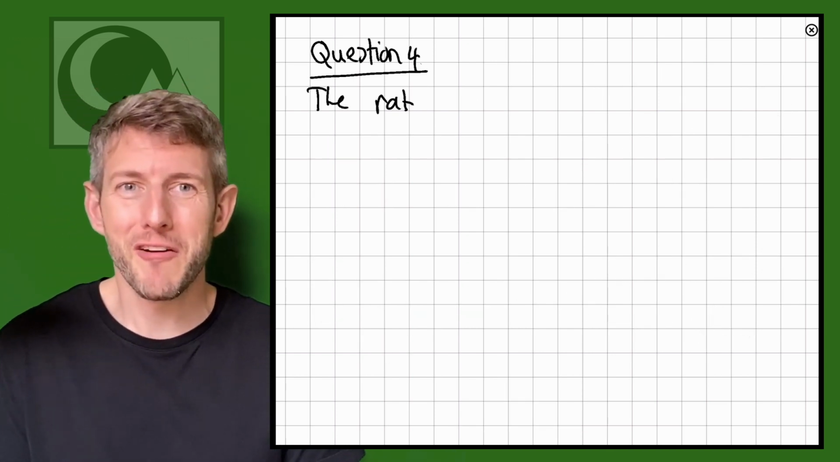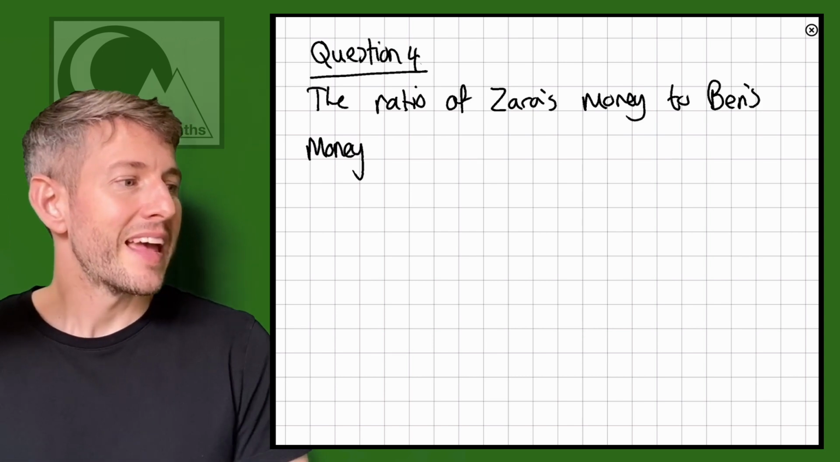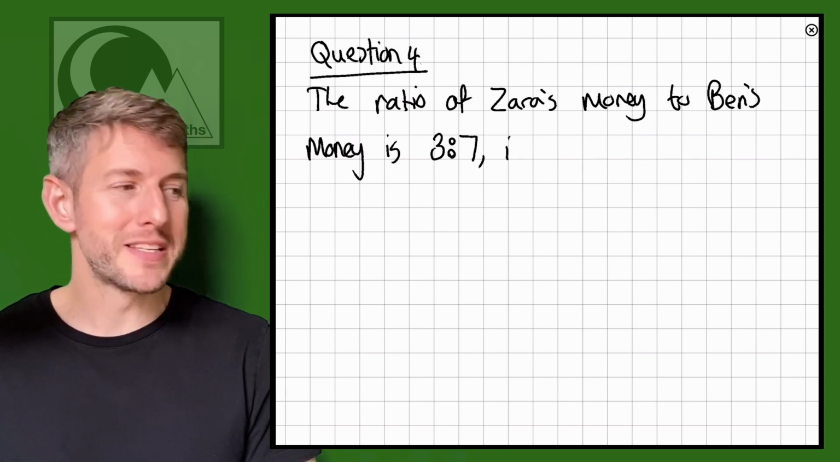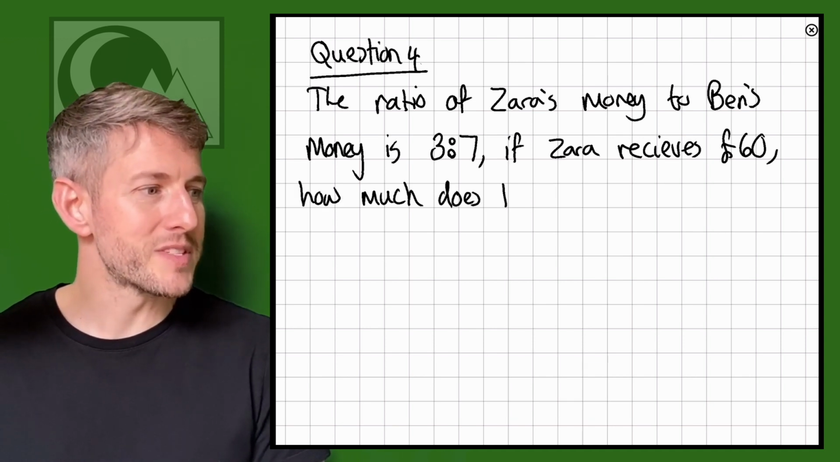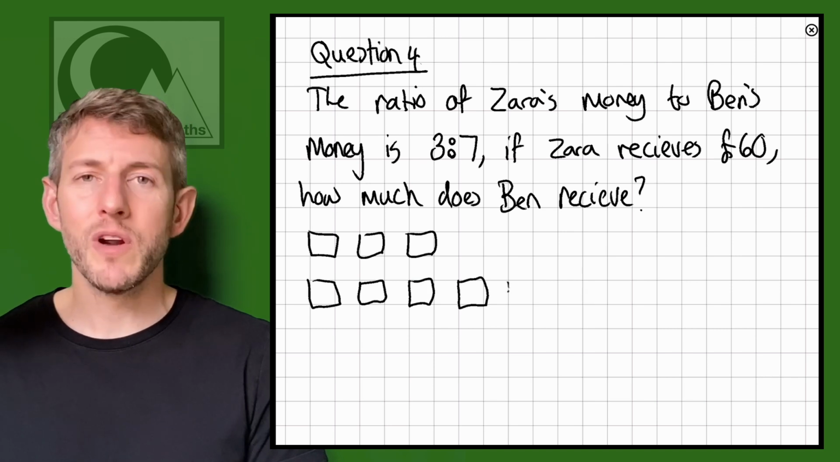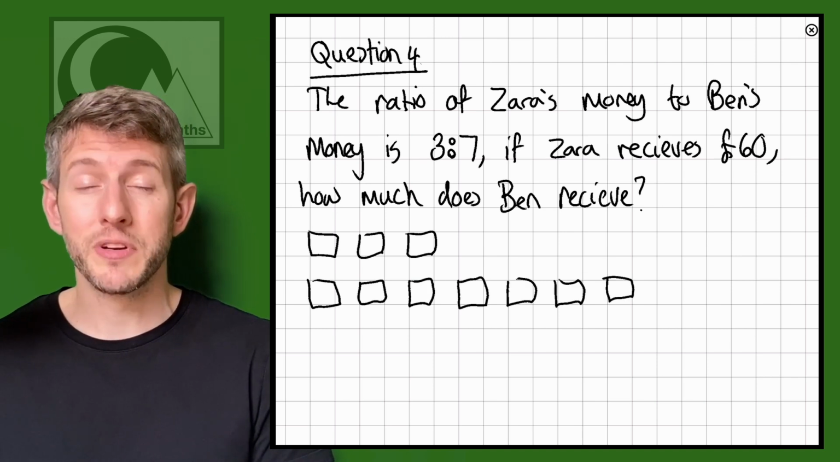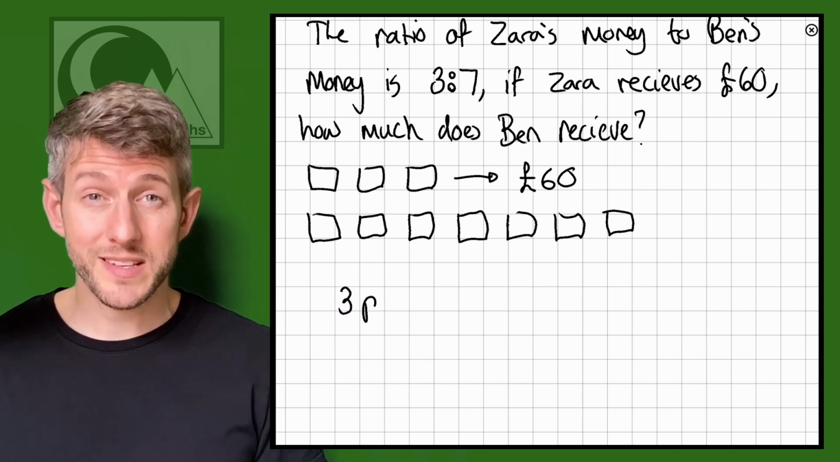The scenario question's pretty much the same. This one says, the ratio of Zara's money to Ben's money is 3 to 7. If Zara receives £60, how much does Ben receive? We know that Zara to Ben is 3 to 7. Zara receives 60, so we know that 3 parts equals £60.